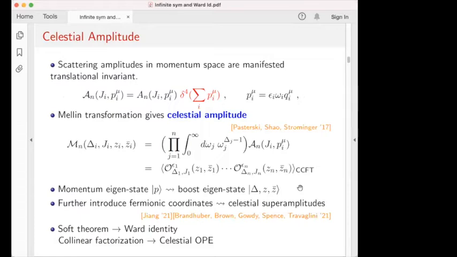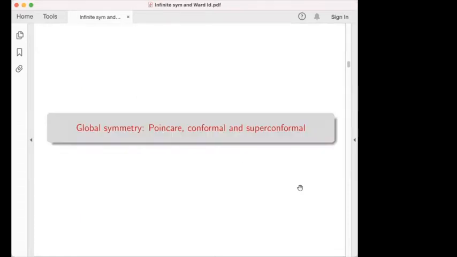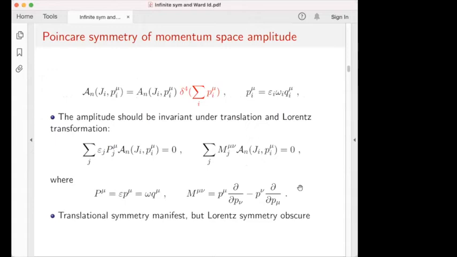Okay, thank you. Yeah, so let me first discuss global symmetry, which includes Poincare, conformal, and superconformal symmetry. First, I discuss the Poincare symmetry of the momentum space amplitude. We consider the scattering amplitude of relativistic quantum field theories, which have this Poincare symmetry. So this scattering amplitude should also be invariant under Poincare transformation, including translation and Lorentz transformation. This invariance can be written in terms of these 2 equations.